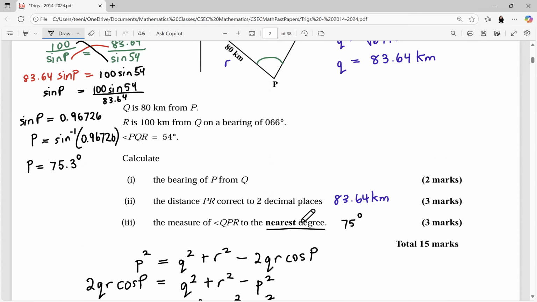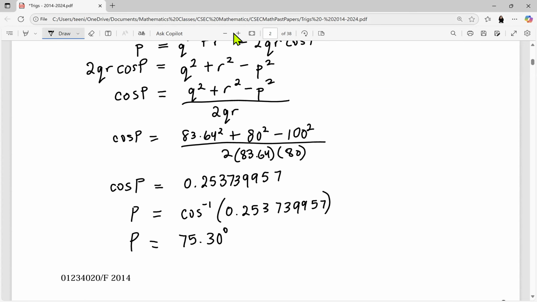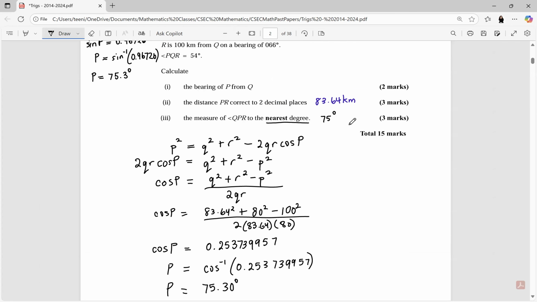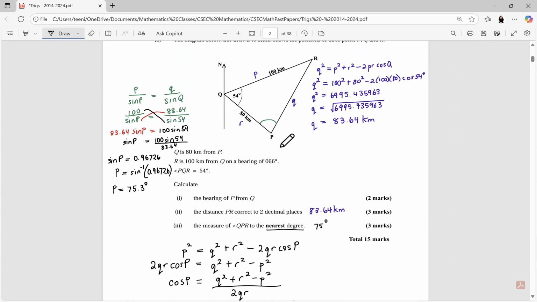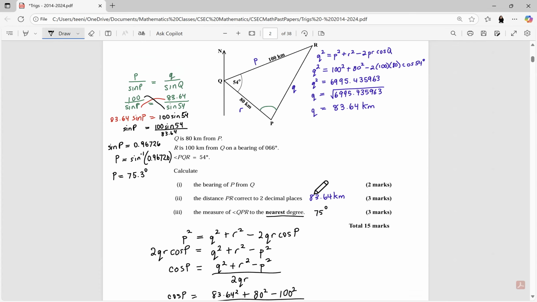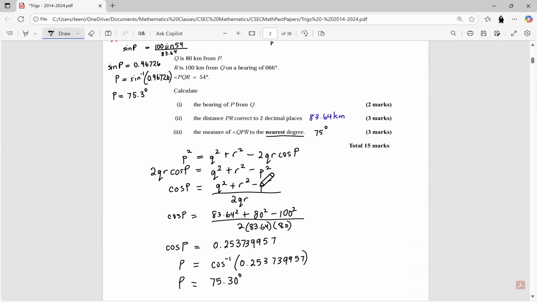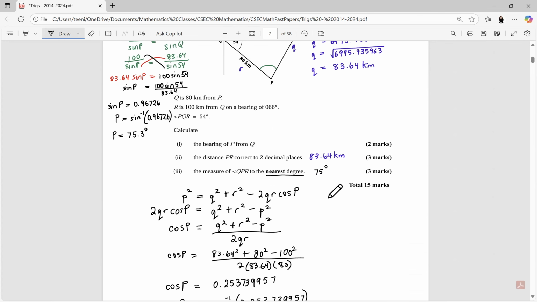See? So it doesn't matter if you used the cosine rule or the sine rule, you're still going to get the same answer once you do the correct working, right? Once you make the correct substitutions into the formula and you do the correct working.